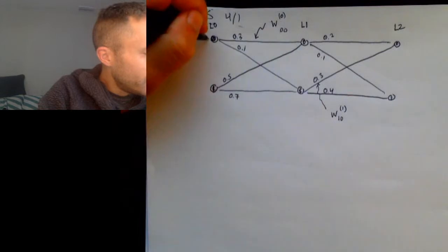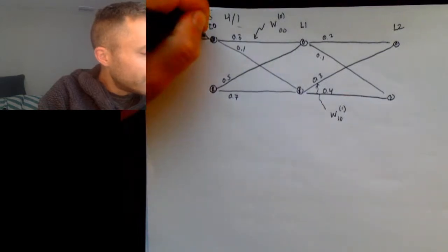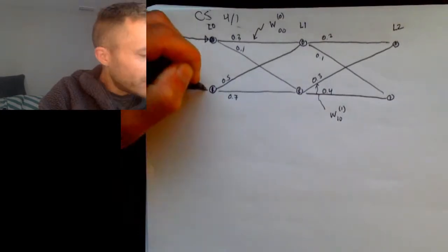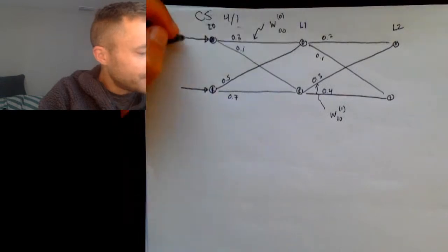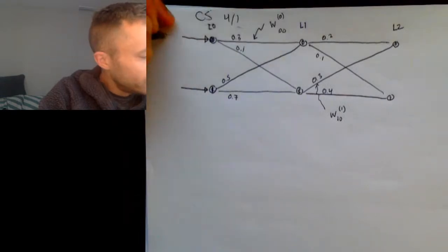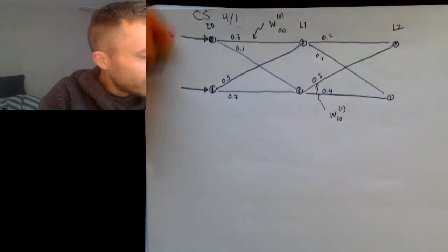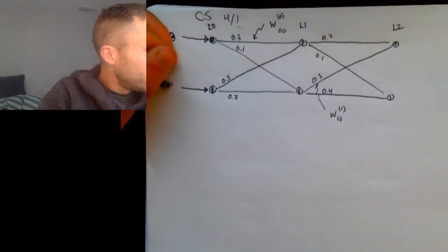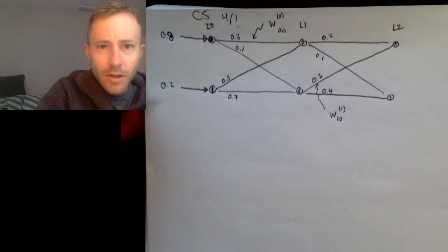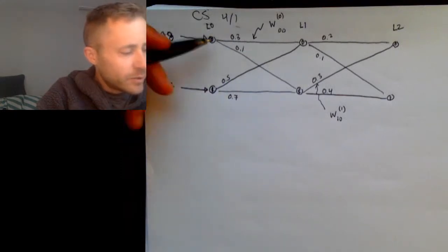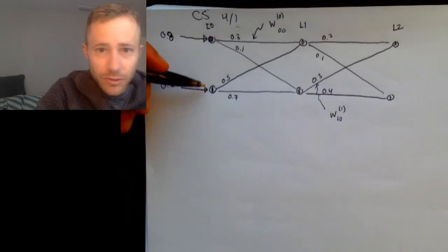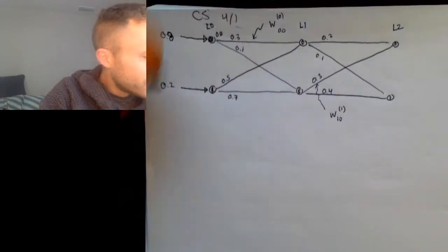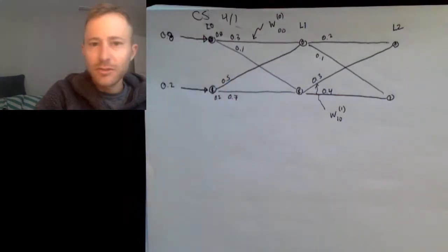Okay, so let's do a practice of propagating a signal through the network. Let's suppose that our input signal is 0.8 to the first neuron and 0.2 to the second neuron. Now the 0th layer does nothing. It doesn't apply the sigmoid function. The output of the 0th layer is just whatever the input was. So it just passes on the input.